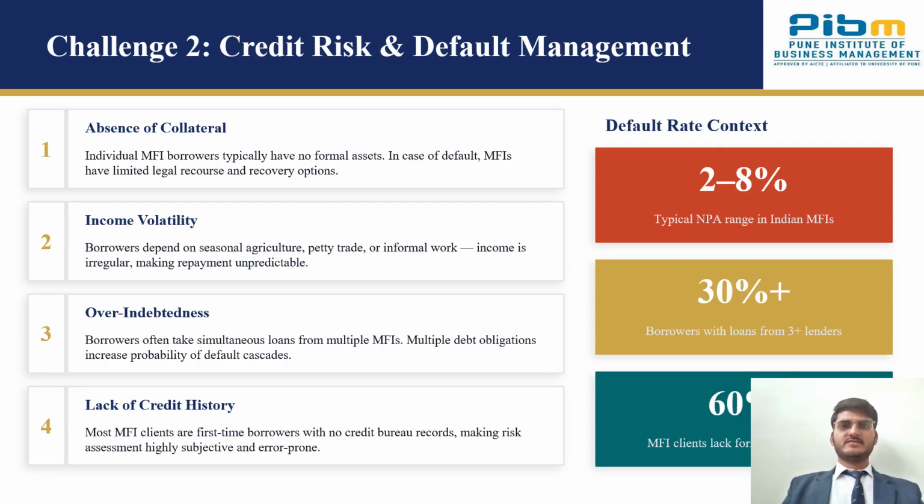Second is credit risk. There is no collateral, borrowers have irregular income, and over 30% hold loans from 3 or more lenders simultaneously. Many clients have no formal credit history, making risk assessment largely subjective. The result is NPA rates of 2 to 8% under normal conditions, spiking sharply during economic shocks or regional crisis.